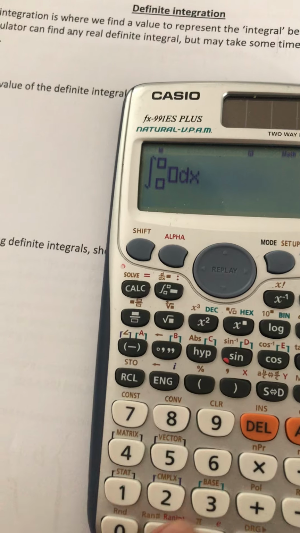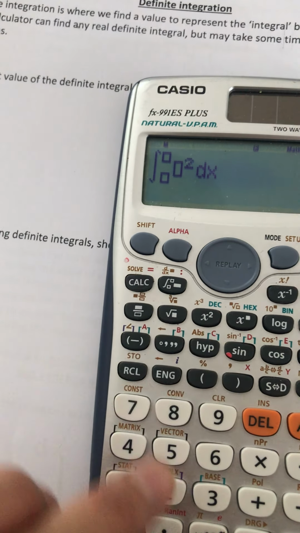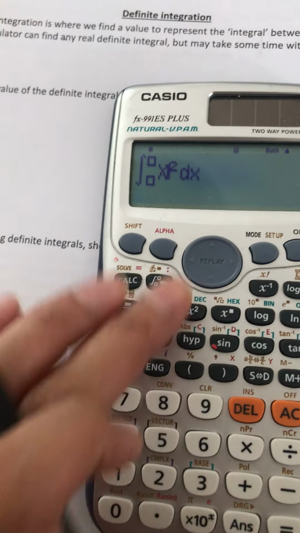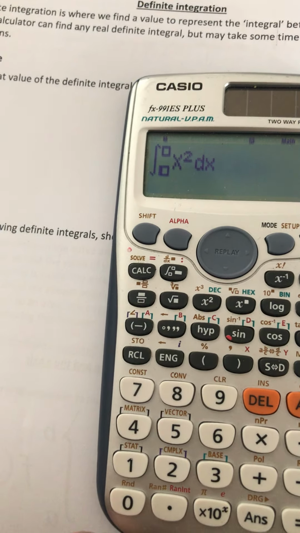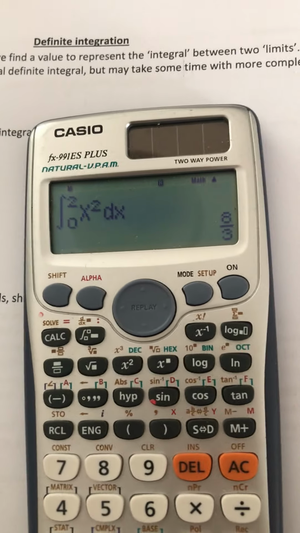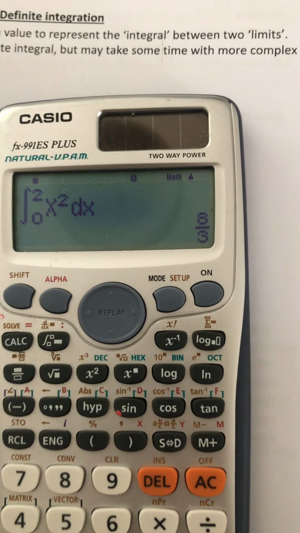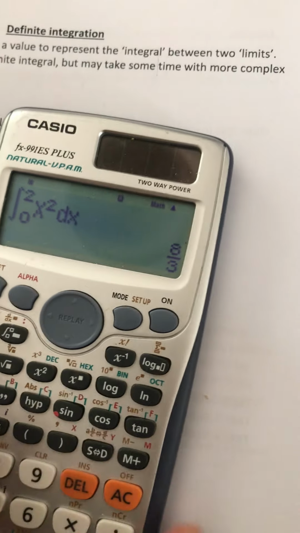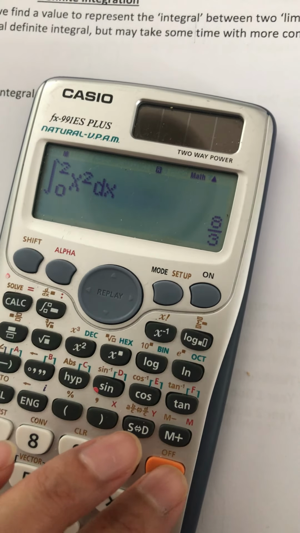So if I typed in x, where's x? X, it's in red, x squared. Okay, we put some limits in, 0 and 2, and it gives you the answer. Okay, the only issue is in the exam you'd have to show a working of integration, but you could use this as a way of checking your answer.